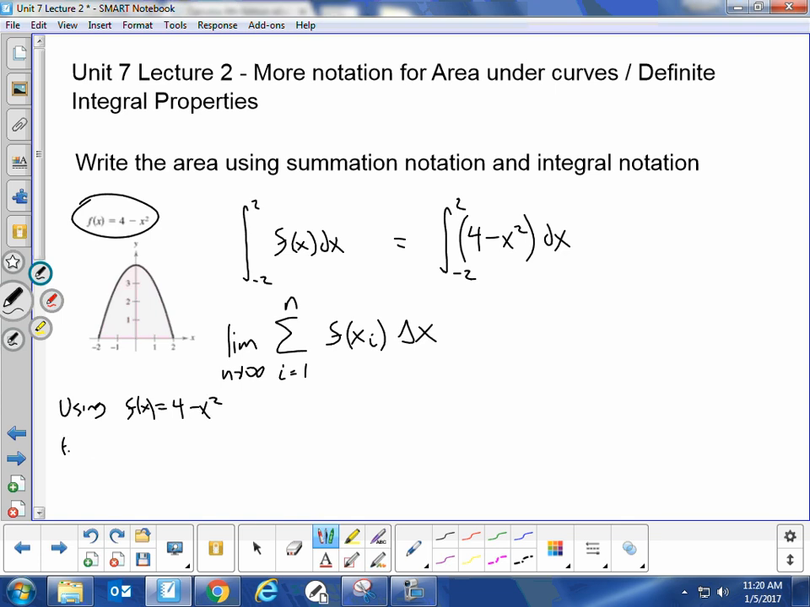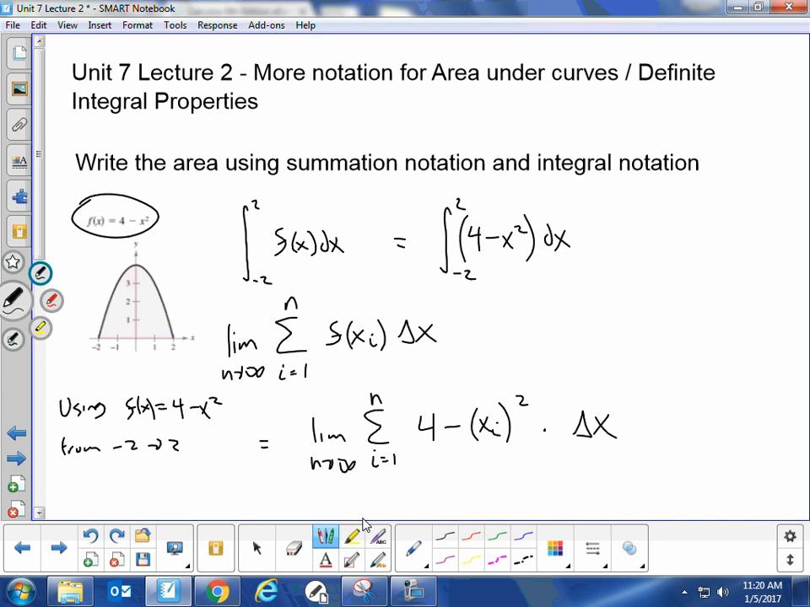And then from -2 to 2, I could say this is equivalent to the limit as n approaches infinity of the sum i starting from 1 and going to n of 4 minus xi squared times delta x. Okay, and all of a sudden we are using this notation with this function. We need to be comfortable with that.